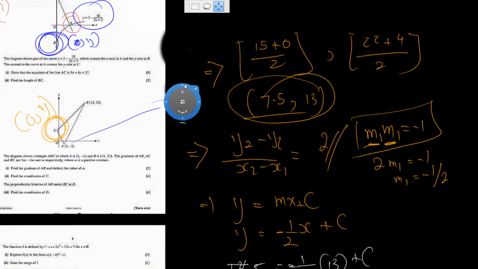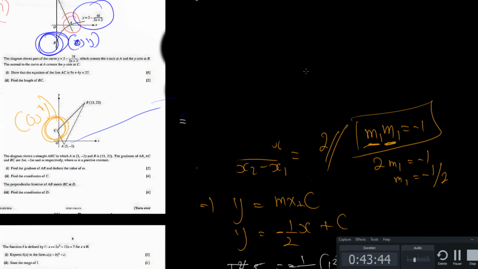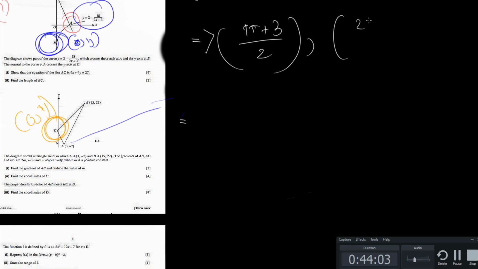The perpendicular of AB meets BC, so I have to find the midpoint of AB. For this part, first I need to find the midpoint of AB. I'm using my midpoint formula for A and B. 15 plus 3 divided by 2 is x, and 22 plus minus 2 divided by 2 is y, which will give me 9 and 10. That's the midpoint of AB.